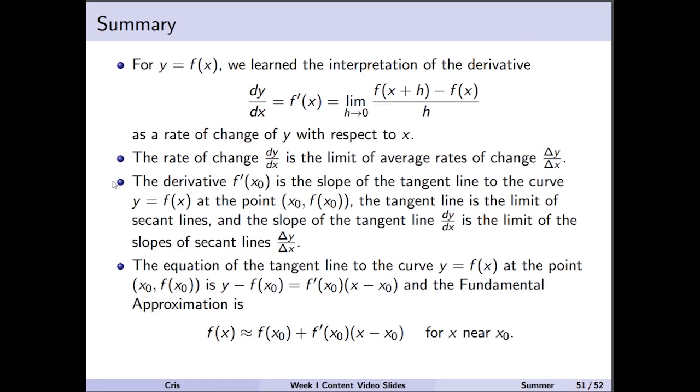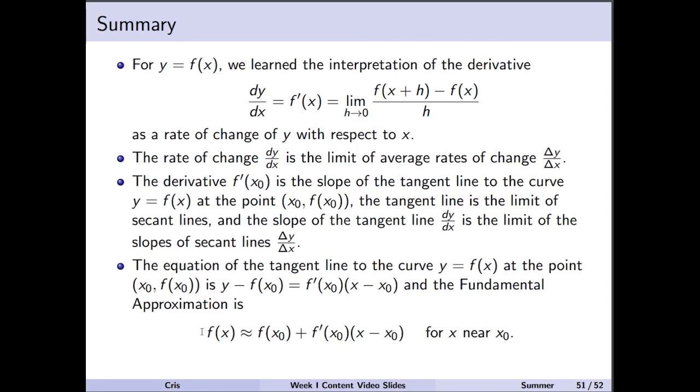The tangent line is given as a limit of secant lines, and so the slope of the tangent line, which is dy over dx, is given as a limit of slopes of secant lines, as a limit of delta y's over delta x's. Once we know the slope of the tangent line, we can write down the equation of the tangent line to the curve. It's given by the point slope formula. And once we have the equation of the tangent line, we can write down the fundamental approximation for any function that has a derivative. Now, not all functions have derivatives, but elementary functions have derivatives at almost all points.